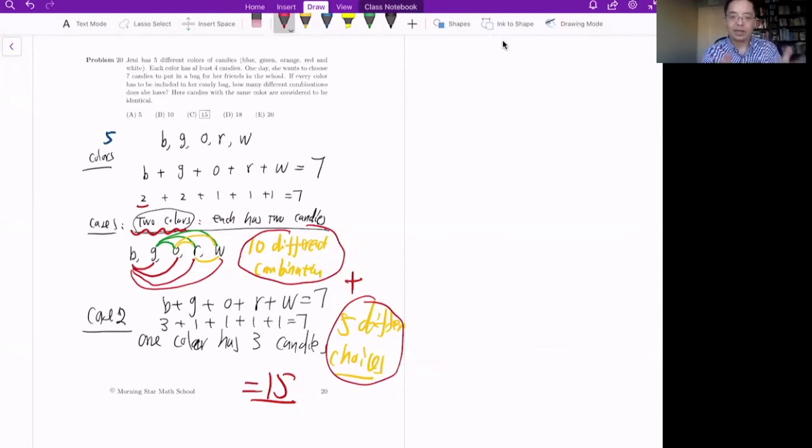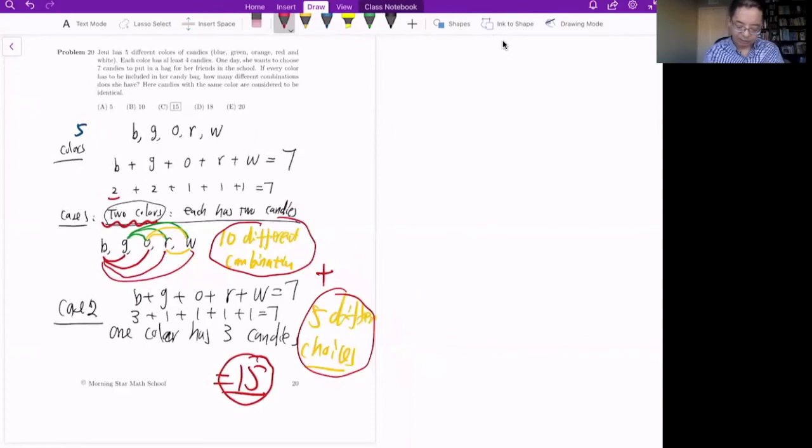The second is I need to pick 1 color that has 3 candies. So I have 5 colors, and of course I have 5 different choices, right? So if you combine them together, in total we get 15. Oh, sorry, 15 choices, right?